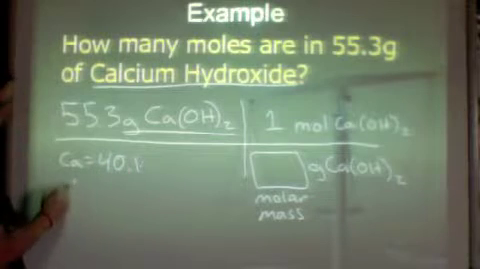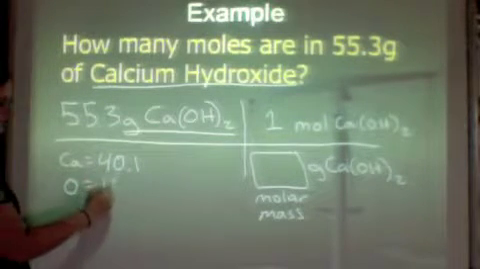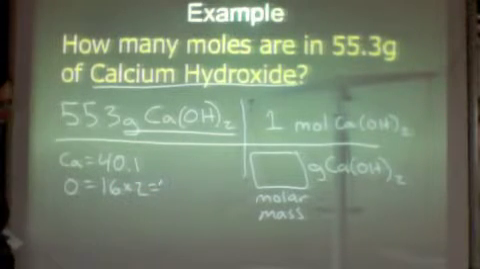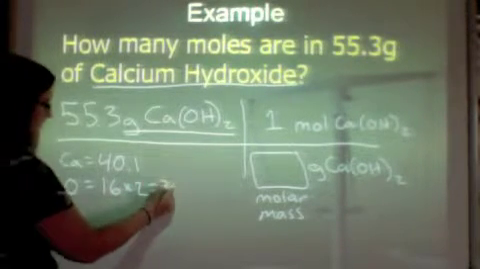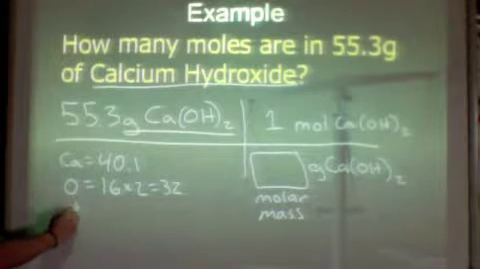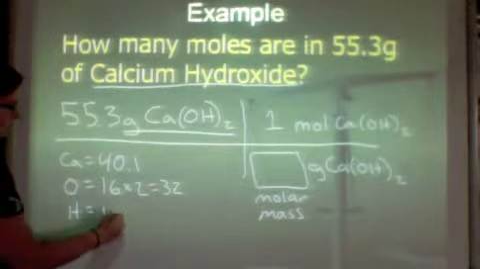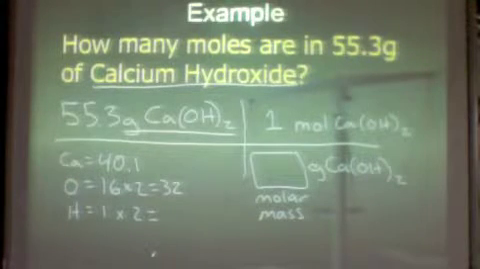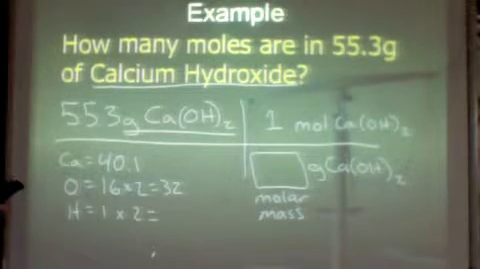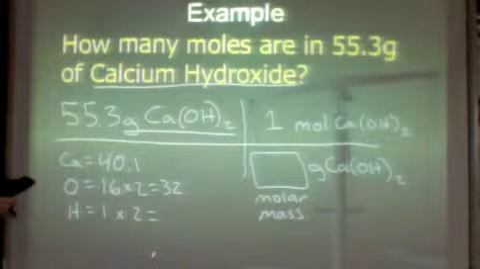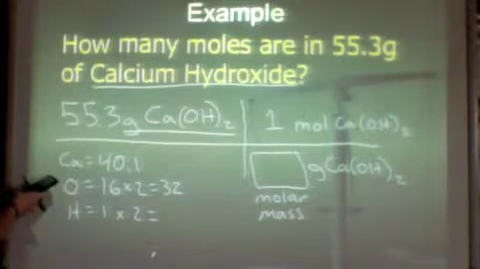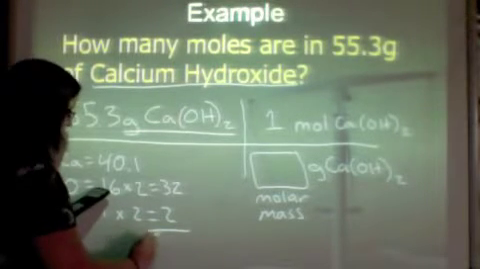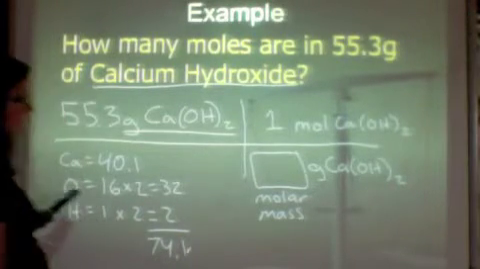O has a mass of 16, and again, it's going to be multiplied by 2. So that gives us 32. Hydrogen is 1, and there's 2 of them, so times 2. To get the molar mass, you simply add it up. So 40.1 plus 32 plus 2, which gives you a molar mass of 74.1.